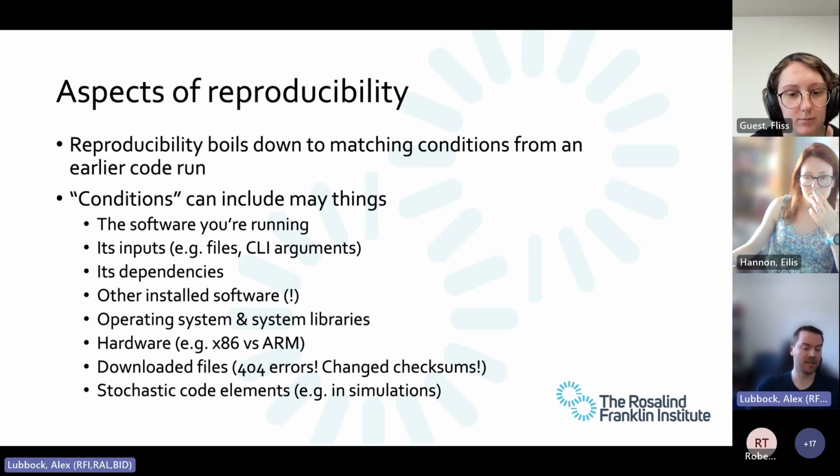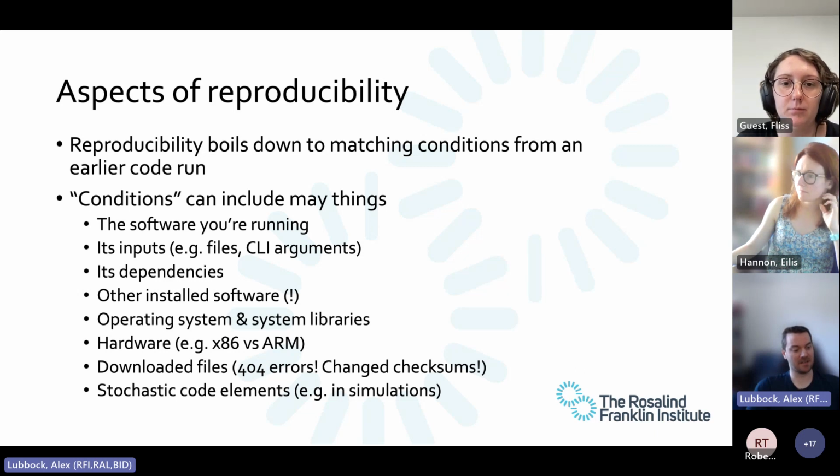And stochastic code elements. In some domains, like when you're doing computational simulations using Markov chain Monte Carlo, for example, there are random number generators involved. So depending on the level of reproducibility that you're expecting, you might need to include fixed random number seeds for that. So all these different things can play into whether some piece of code is reproducible or not, or some analysis is reproducible.